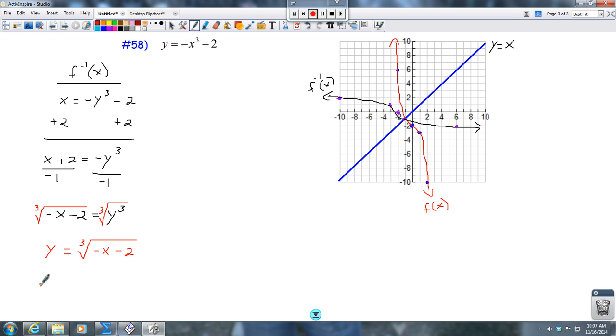I'm going to go ahead and rename it because y really in this case is f inverse. That's what we're trying to find to begin with. F inverse of x turns out to be the cube root of negative x minus 2, and that completes problem number 58 because we found the inverse. And I believe that problem is done. So that completes number 58, and that completes our video over these 3 homework problems.